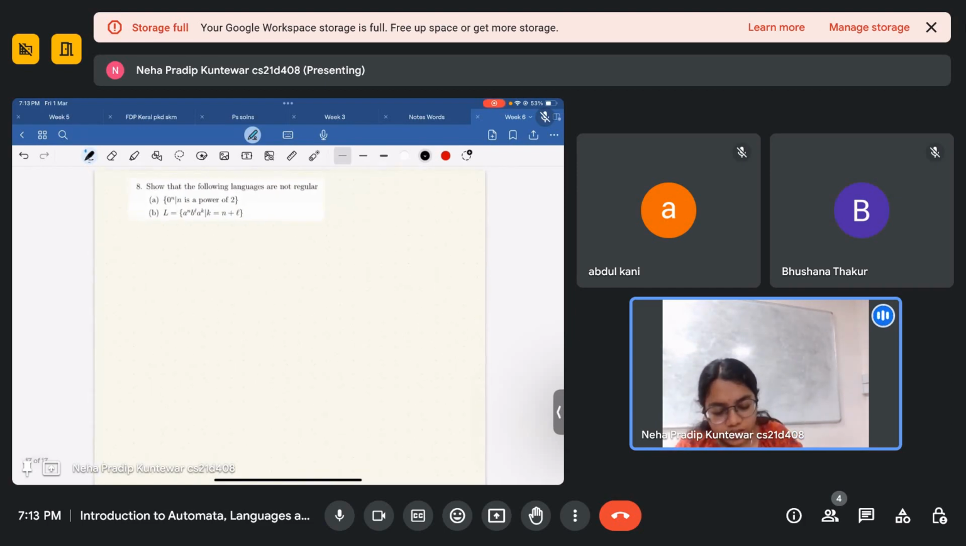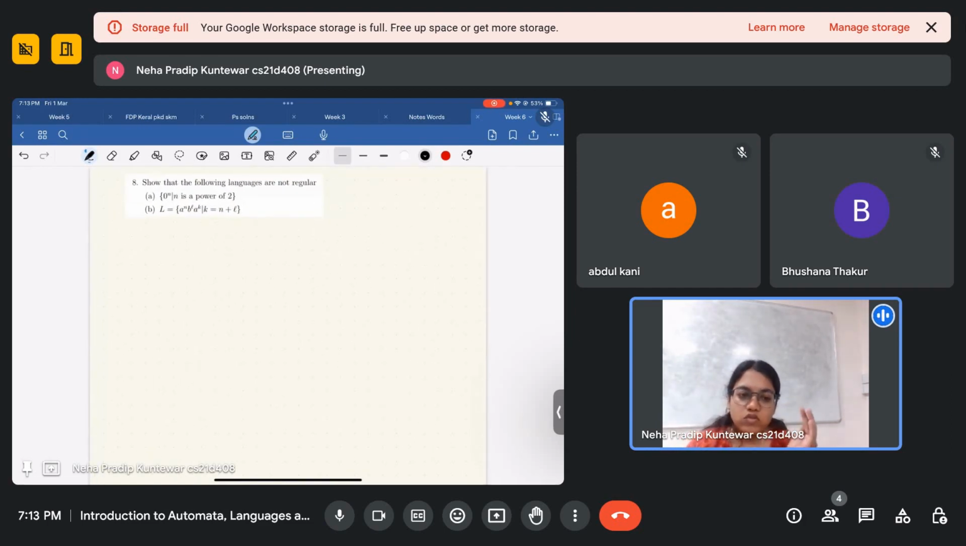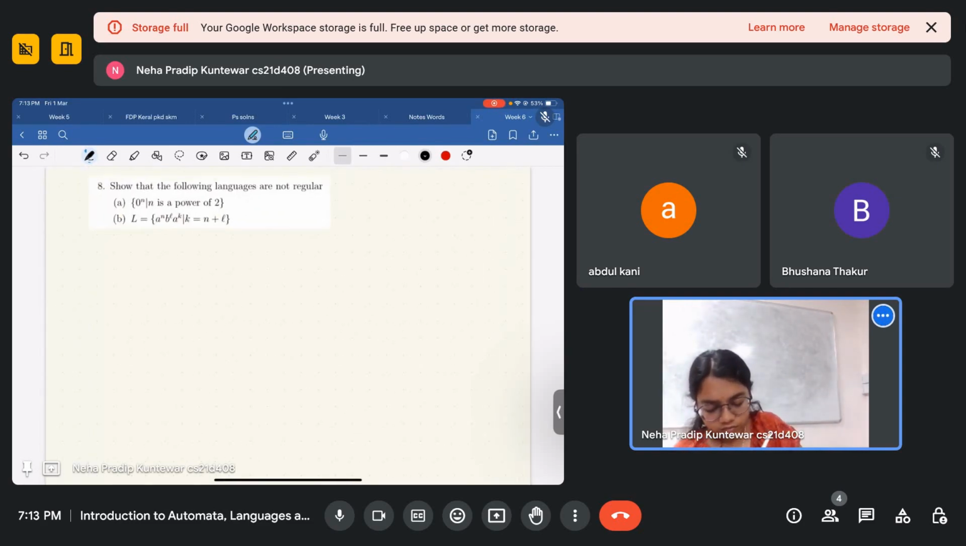Okay. So again, you're going to use the pumping lemma to show that the following languages are not regular. So let's see how to do that. Let's look at the first language. L is the set of all 0 to the n such that n is a power of 2. So what does L look like?